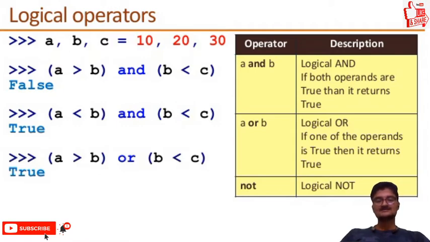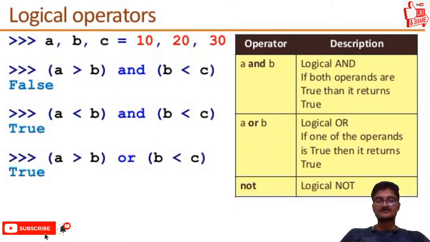A, B and C are assigned the values 10, 20 and 30. Here if you use a and b, then it is a logical and. If both the operands are true, then it returns the value true. For example, on the left side, a is greater than b, 10 is greater than 20. It is a false statement. Here this statement is false and another statement is also false. So false and false gives us a false result. In an AND operation, we must have both the values true in order to get a true as a result.